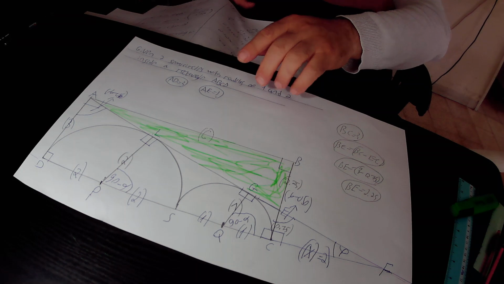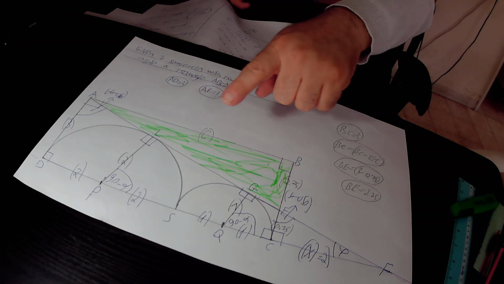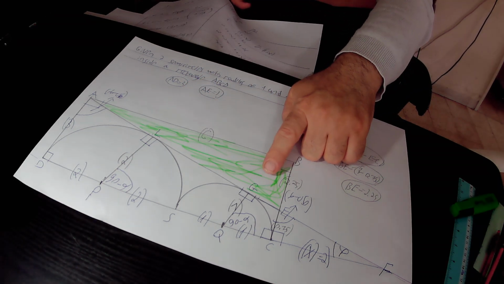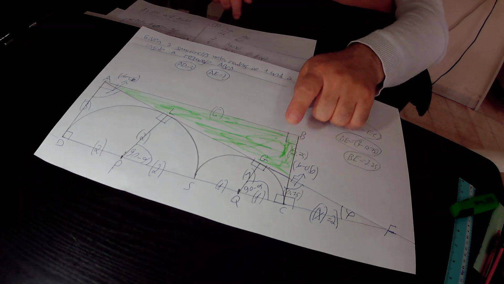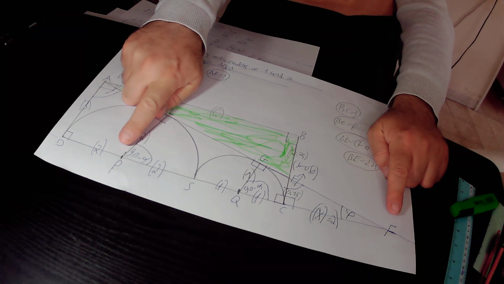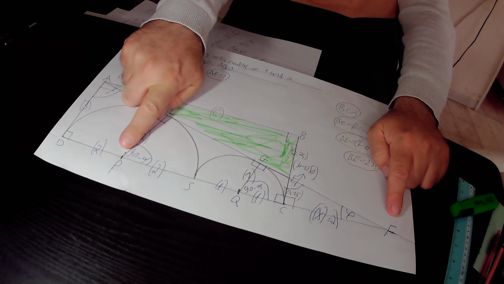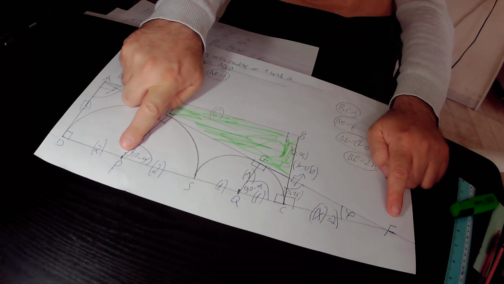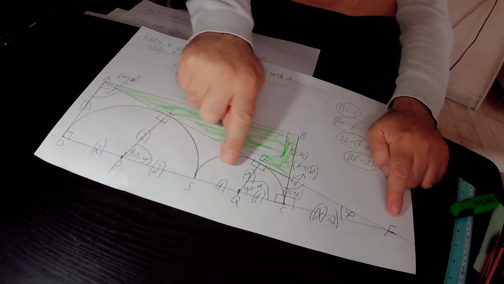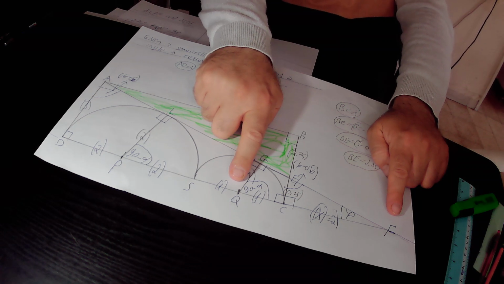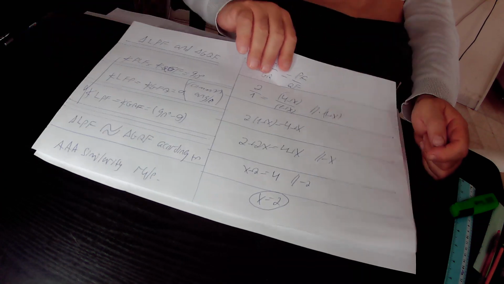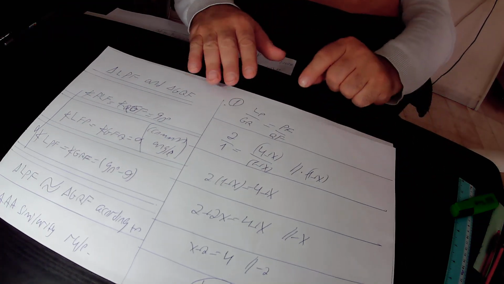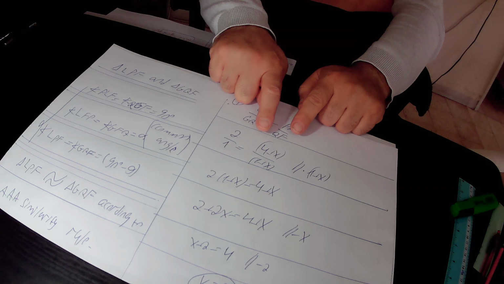LP is the radius of the big semicircle, that is 2, over GQ. GQ is the radius of this small semicircle, that is 1. And it equals PF. PF in total equals 2 plus 1 plus 1, that is 4, plus x. So PF in total equals 4 plus x, over QF. QF in total equals 1 plus x. So from here we find that 2 equals (4 plus x) over (1 plus x).